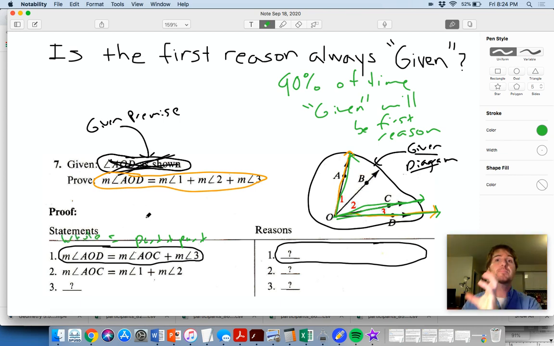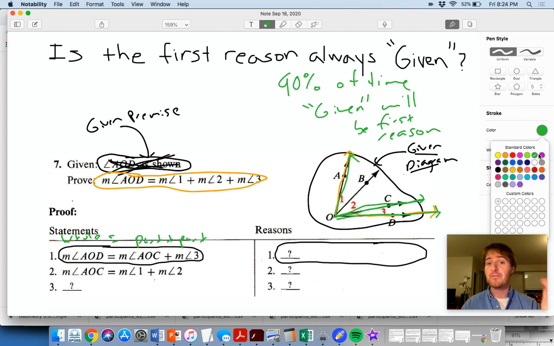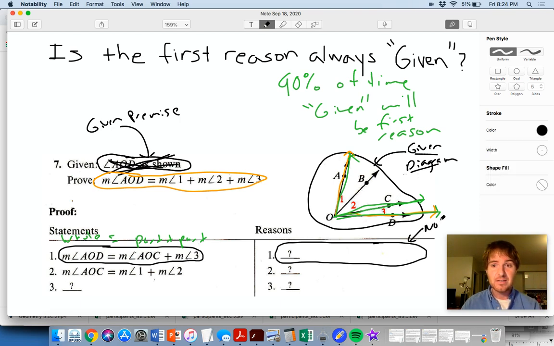And when we have a part plus part equals whole statement right here, that's an assumption built off of it. And if it's an assumption, it's a postulate. So my reason here is not given, okay? It's not given because we're not using the given premise. We're using the given diagram and we're spotting a relationship here to make a conclusion. What we're spotting here involves the angle addition postulate.